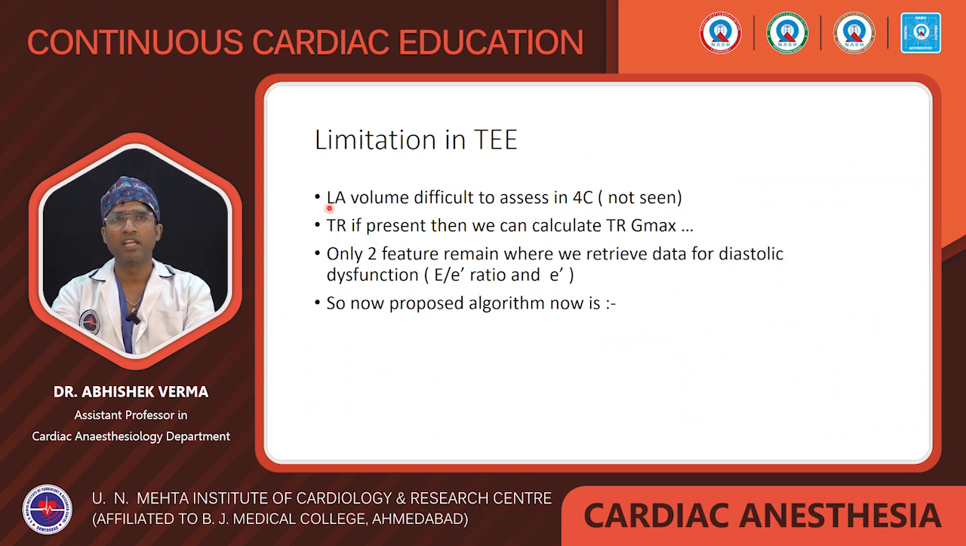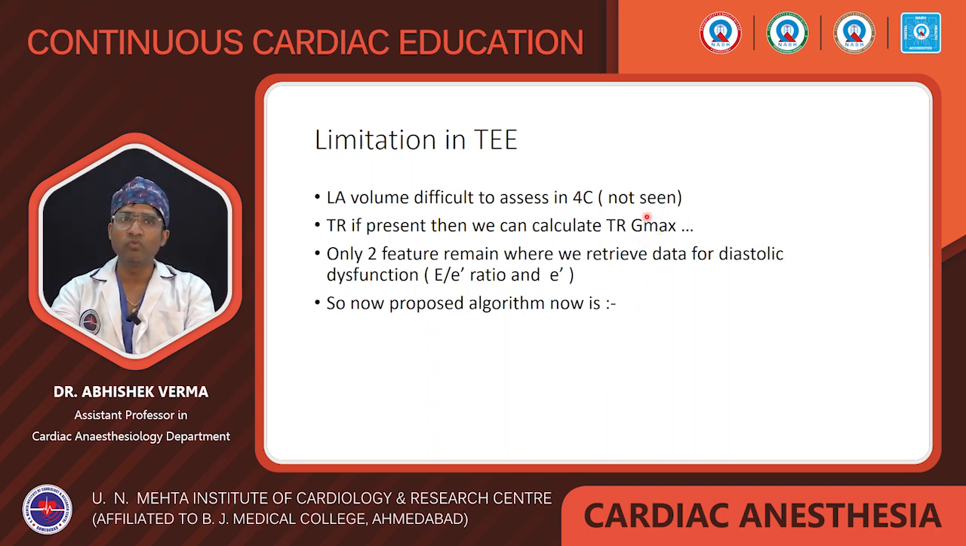Same thing, LA volume is difficult to assess in the 4 chamber view. Also, if the TR is present, then we can only calculate the TR Gmax. Otherwise, many patients have diastolic dysfunction but don't have the TR. So this parameter is our limitation.